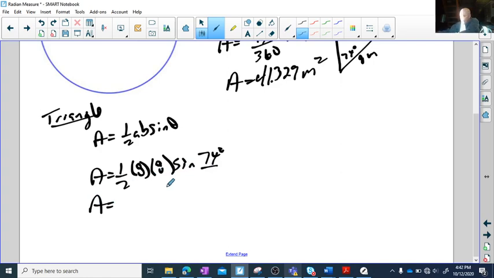So I'm going to go get my calculator on my phone, I guess. Get back to degrees now. 74, and the sine of 74 is 0.9613. I'm going to multiply that by 64. I get 30.760. That would be in square meters.